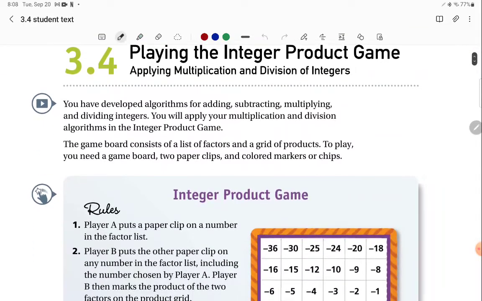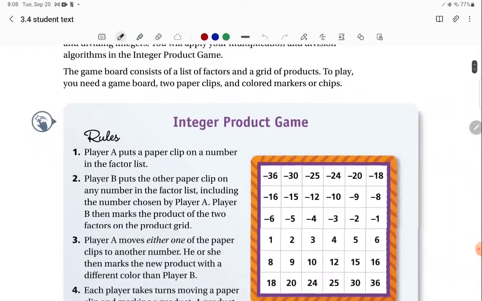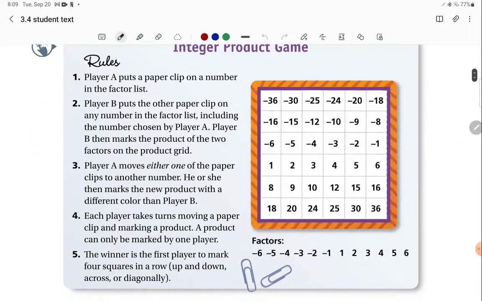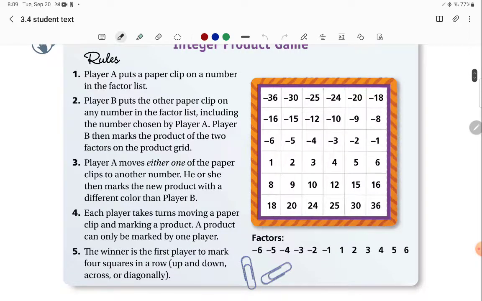All right, so we've learned all of these algorithms for adding, subtracting, multiplying, dividing, and so now we're going to put them all together in this game. Now, here are the rules. Player A, so this is a two-player game, Player A puts a paperclip on a number in the factor list.